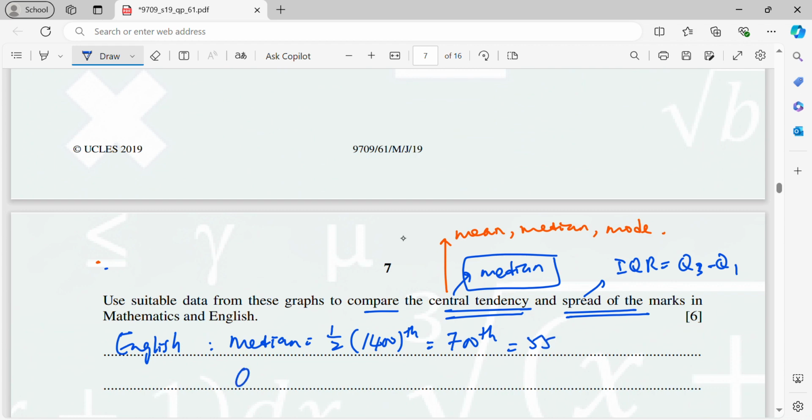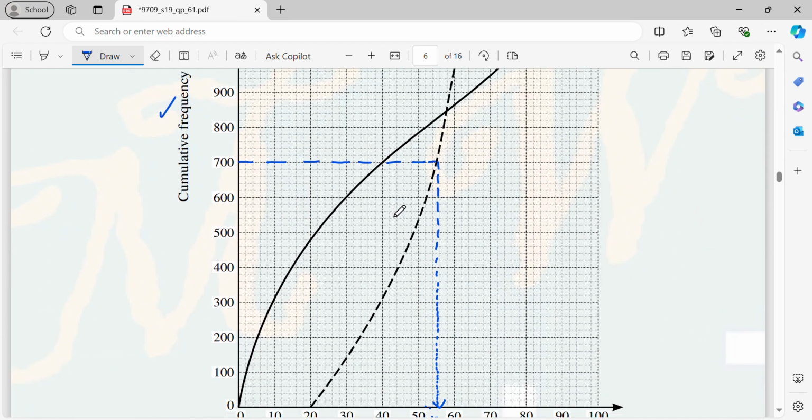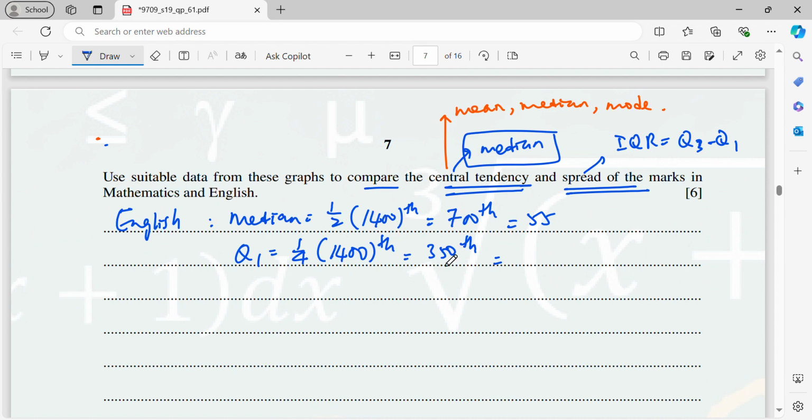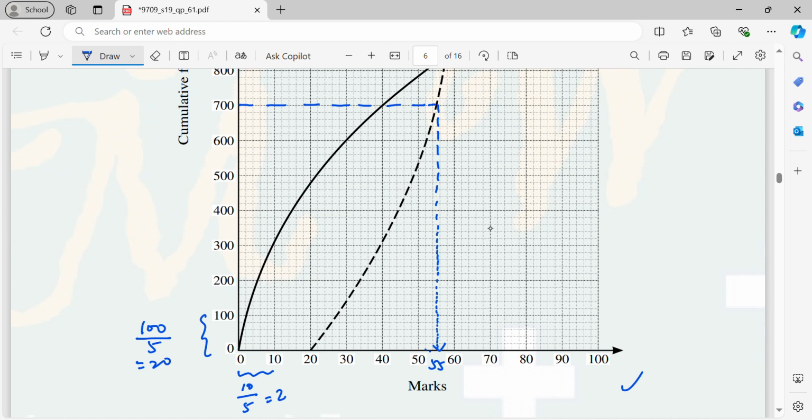Okay, then the Q1, that is 1/4 of 1,400. This is the position, that is the 350th data. So now let's check 350. Okay, again here, see 100, there are 5 squares, but for 100 units, that means each square is 20 units. And now you need 350. Okay, 350, that means it will be in the middle. This is 350.